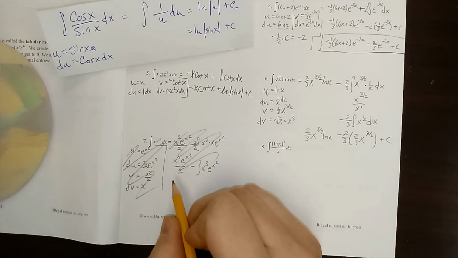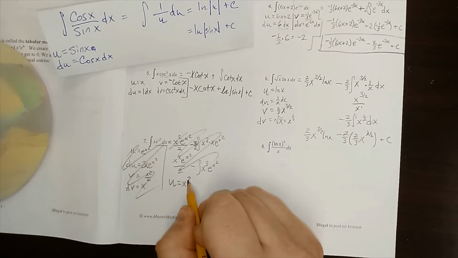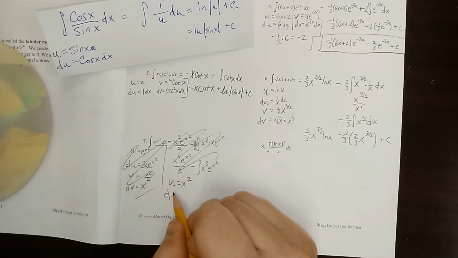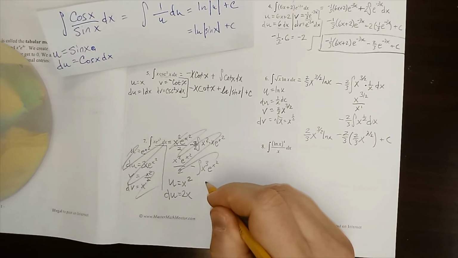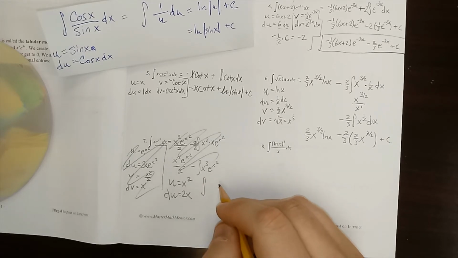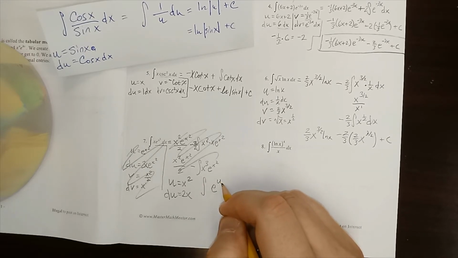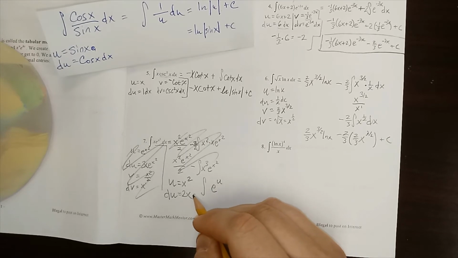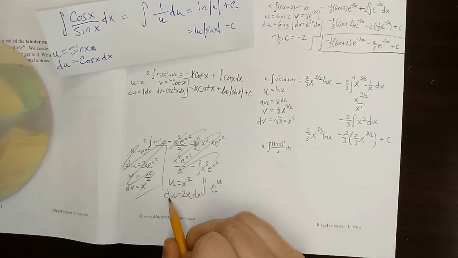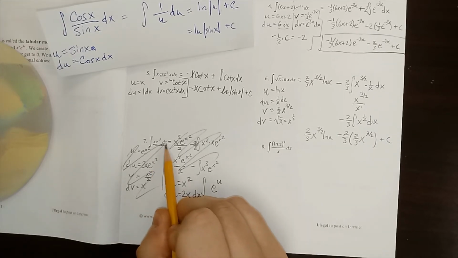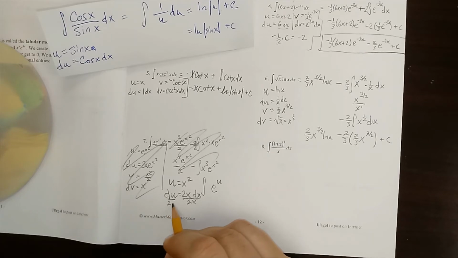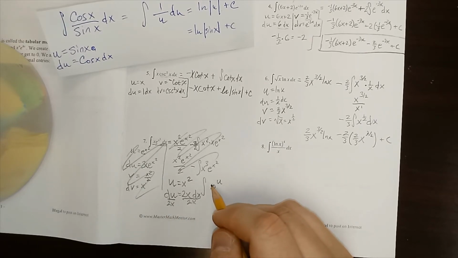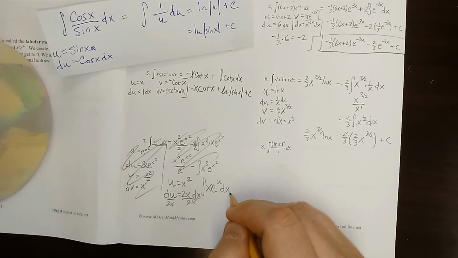I can say u is equal to x squared, and du is equal to 2x. And if I use that to do some replacements, then I'm going to have e to the u, which is now an integral that I know. Ooh, there's a dx here. And I have an x and a dx left. I know some of you prefer to solve for dx, so I'm going to solve this for dx. So I've got x e to the u dx.